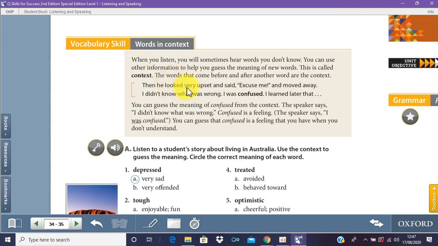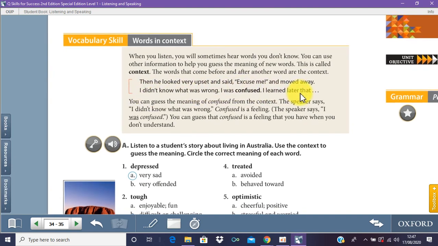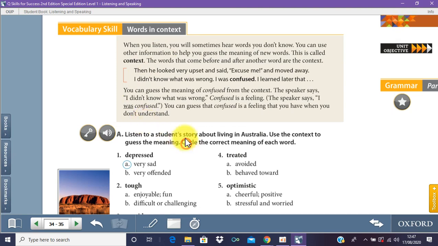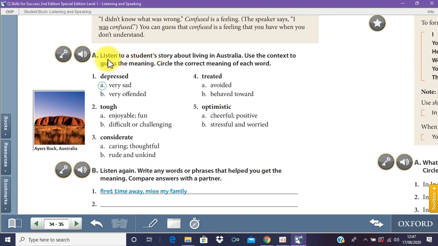Then he looked very upset and he said, "Excuse me," and moved away. I don't know what was wrong. I was confused. I learned later that. Okay? So context is when you listen to someone and you hear some words that you don't know. It's usually words that you've never heard of, but you think you know what it means, but you don't know for sure. Okay? Question number A. 1, 2, 3, 4, 5. Sorry, 1, 2, 3, 4, 5.